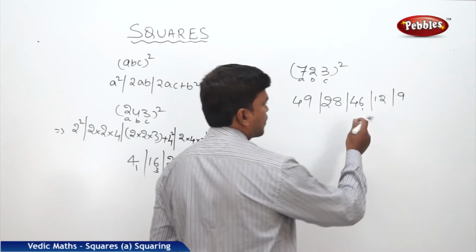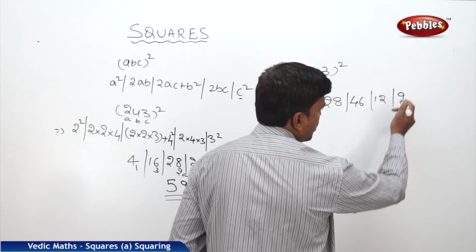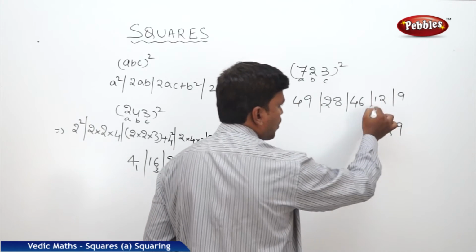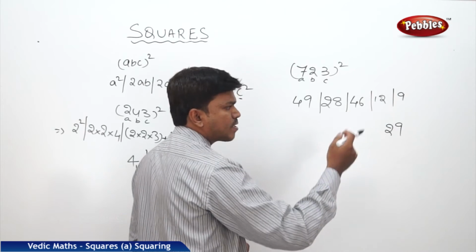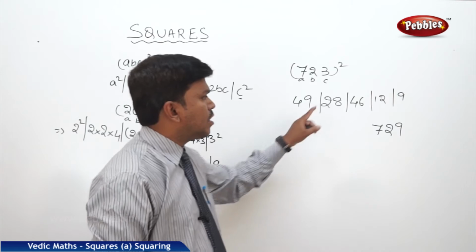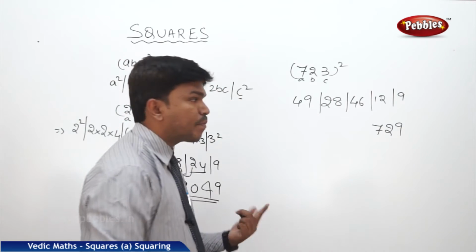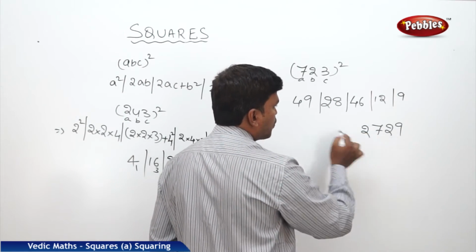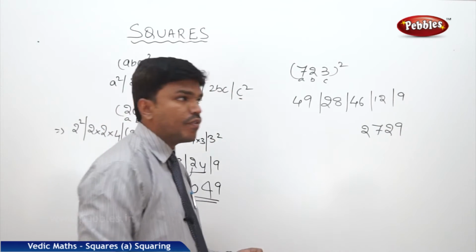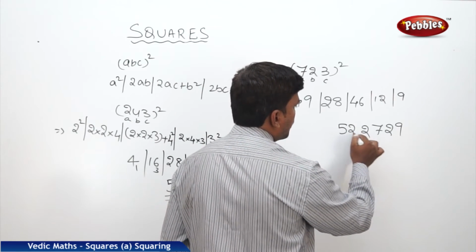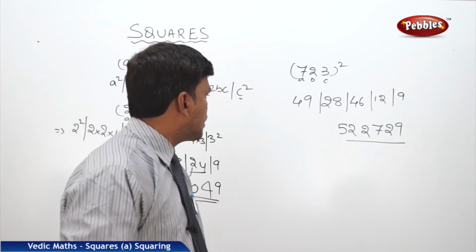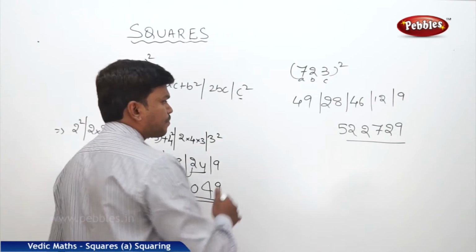Start from the right side. There is only a single digit, just drop it as it is. In 12, what is the ones place digit? 2, and carry 1 to the next number. 46 plus 1, 47. In 47, I am dropping 7 and carrying 4 to the next answer. 28 plus 4, 32. In 32, I am dropping 2 and carrying 3 to the next number. So 49 plus 3. What is 49 plus 3? 52. So what is your answer? 522729. And finally we will take one more example.